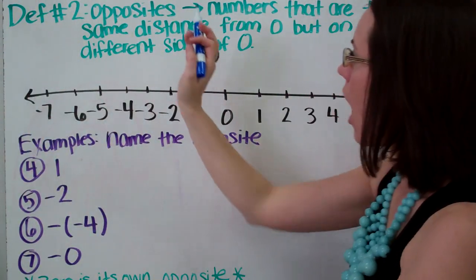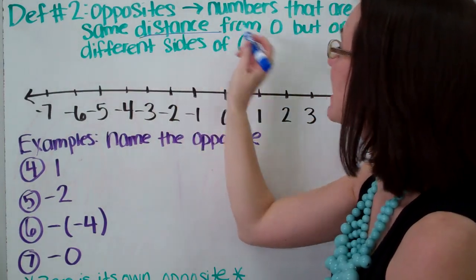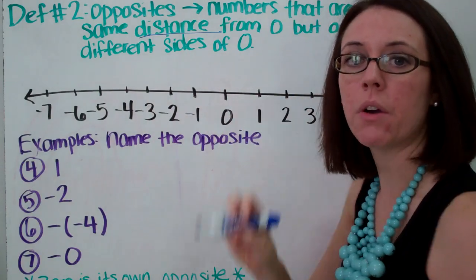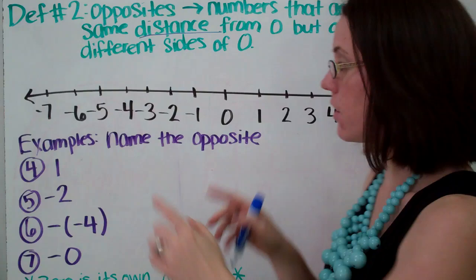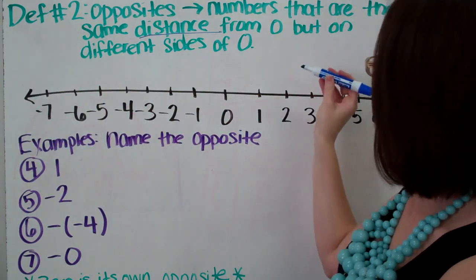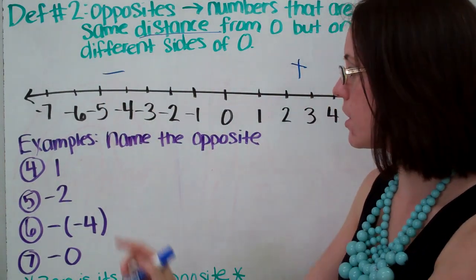Definition number 2, opposites. These are numbers that are the same distance from 0, but on different sides of 0. So, opposites are two numbers that are the same distance from 0 on opposite sides. Remember, these are our positive numbers over here, and these are our negative numbers.